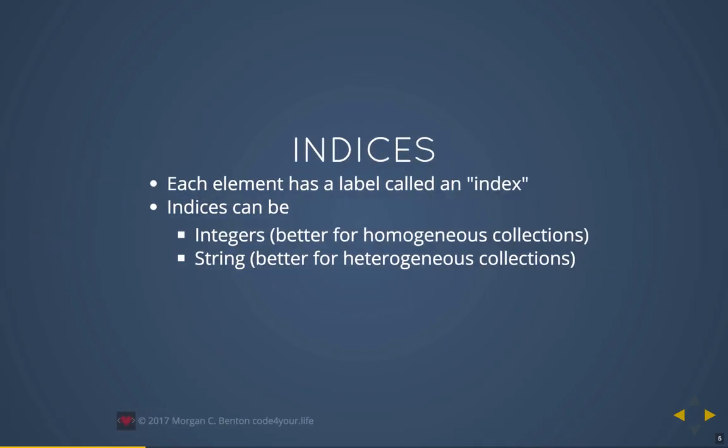When you have elements, each element has to be labeled somehow so we can access it or refer to it, and that label is called an index. Indices can be integers, which is typically the case with homogeneous collections, or indices can be strings, which is text, and it can be descriptive in the case of heterogeneous collections.